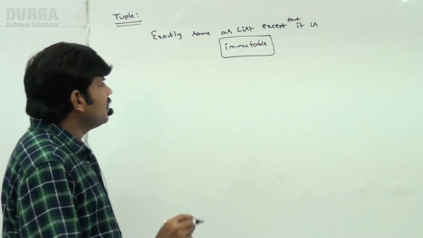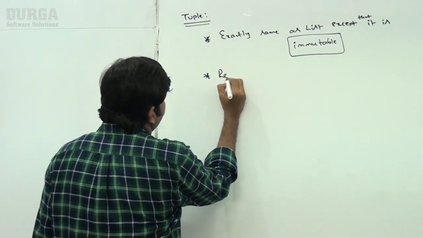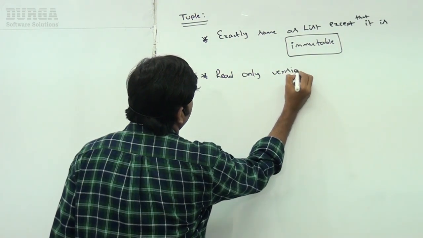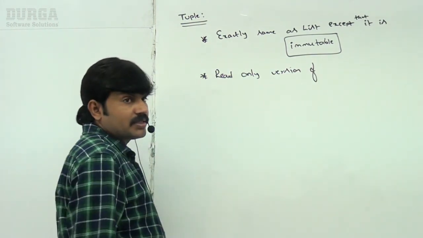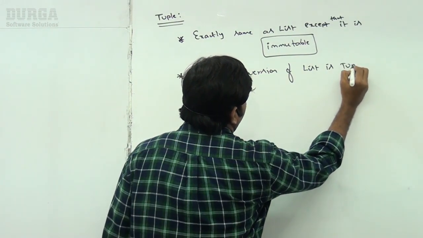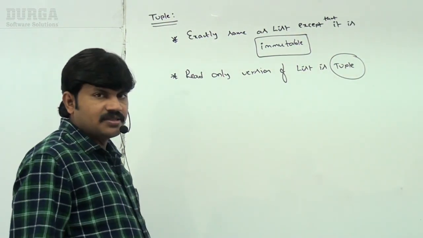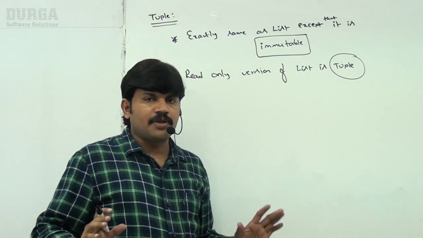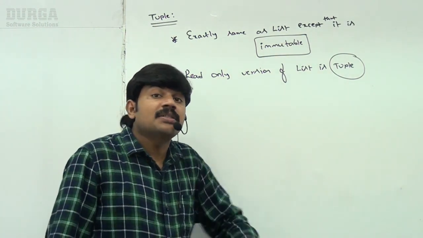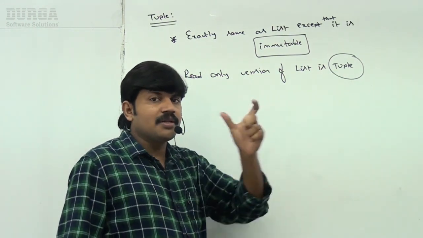Next, can I use the word read-only version? The read-only version of list is a tuple. Suppose I have one list and I want to perform only read operations. You can't add something, you can't remove something, you can't replace something. For such a read-only version of list, we use the tuple.